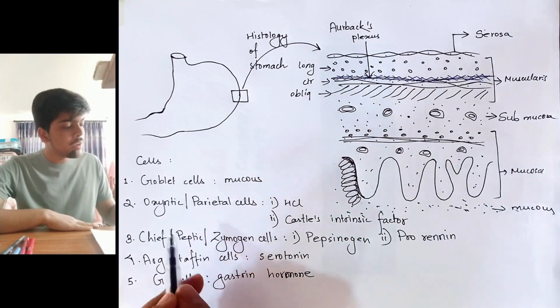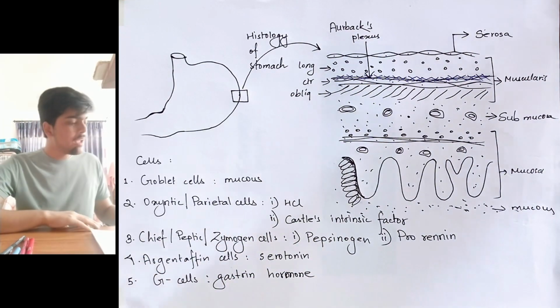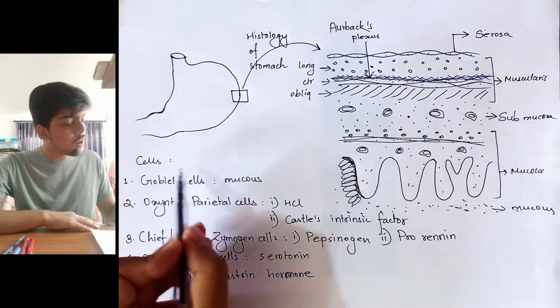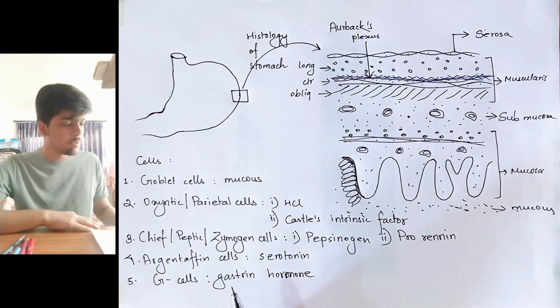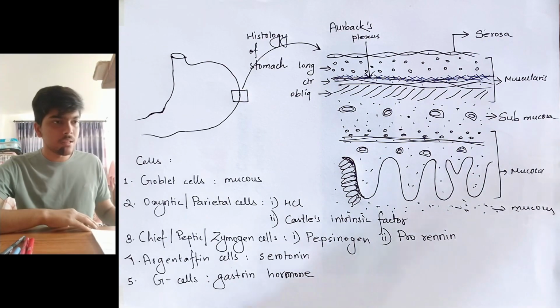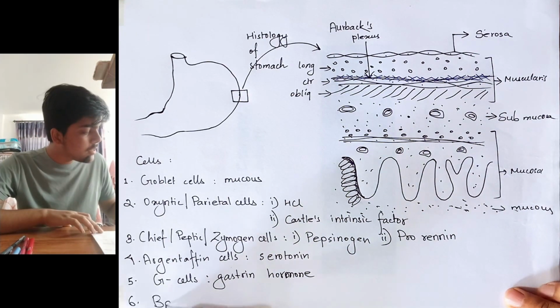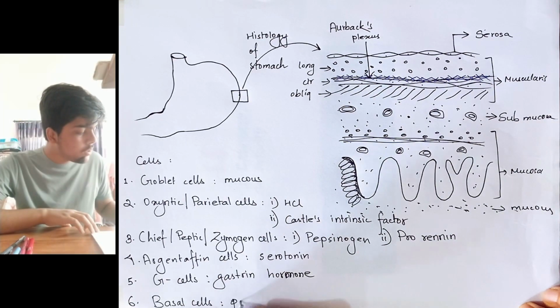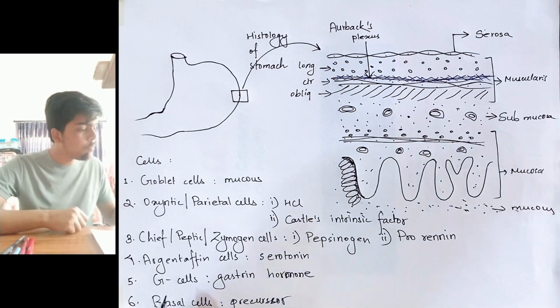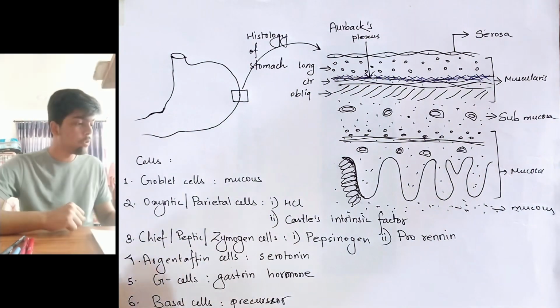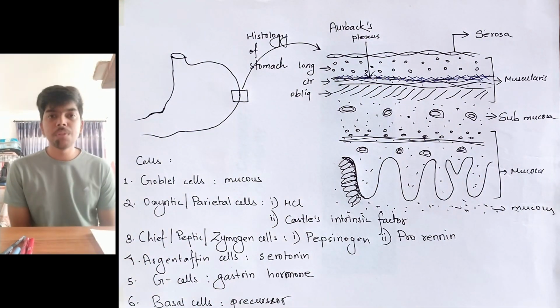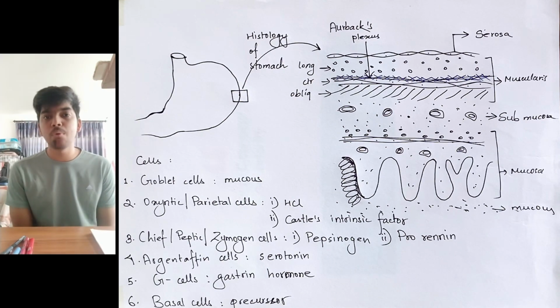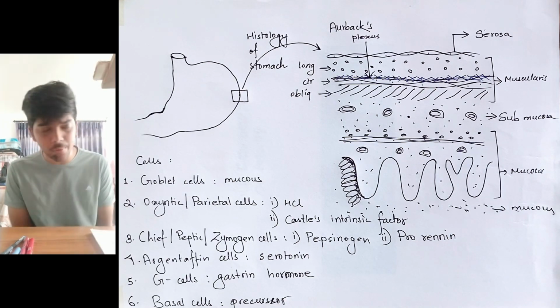These cells, they secrete enzymes or some kind of secretion, right? And the secretions of these cells are controlled by gastrin hormone. This gastrin hormone is secreted by G cells. Finally, there's basal cells. Basal cells are totipotent, that is, they can divide. They are the precursor of the rest of the cells. That means basal cells divide and then form these other cells. Let me revise it for you. Goblet cells secrete mucus, which forms the innermost lining of the stomach and protects the wall of the stomach from the harmful action of hydrochloric acid present inside the stomach.